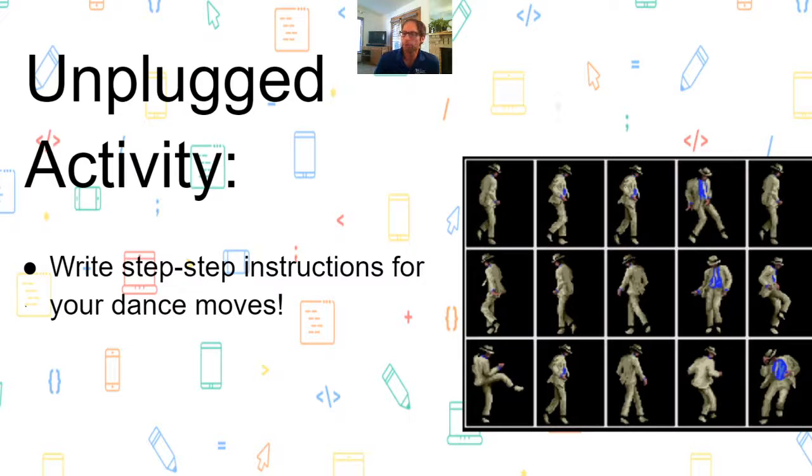Okay, so for our unplugged activity, why don't you go ahead and think of a dance that you may know or have learned, and get a piece of paper and a pencil and write some step-by-step instructions for those dance moves. You can see here in our picture, it looks like that's Michael Jackson, and you can see some of his classic moves. So go ahead and pause the video here and work on that for a few minutes just for fun, just to get you thinking in terms of algorithms, and then we can get into our project.